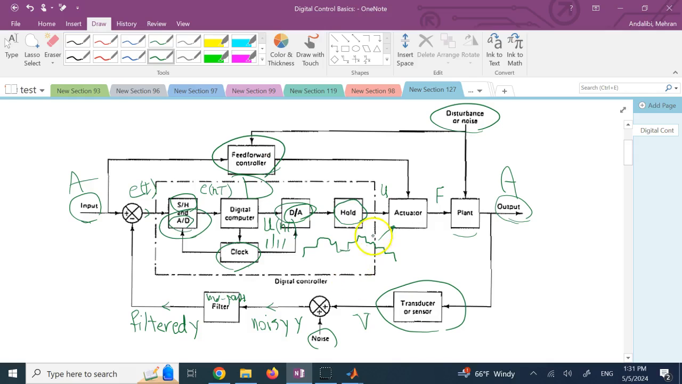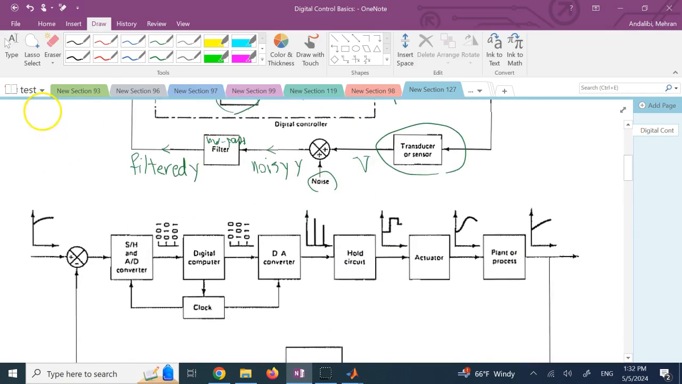So the things that I want to talk about is this inner part, the digital control. This is what we're going to talk about. SH, sampling and hold, A to D, D to A, right? And the essence of the digital control in the digital computer.